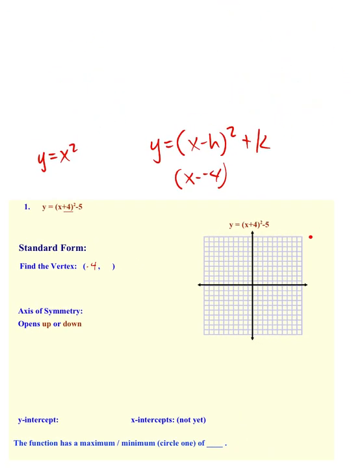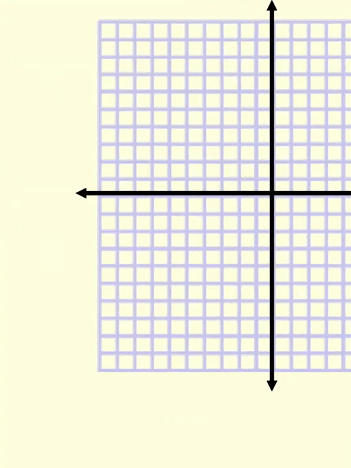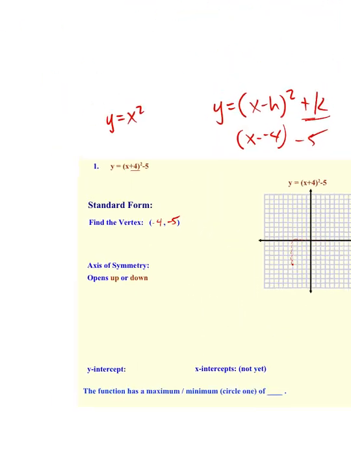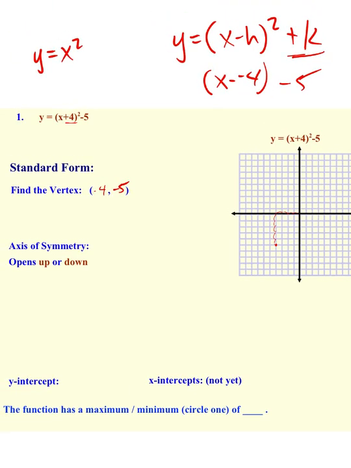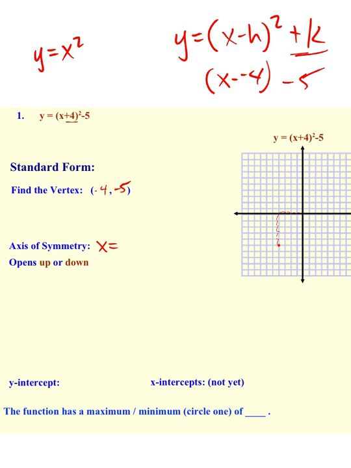The y value of our vertex is just plus k, and because this is a minus 5, the y value of our vertex is negative 5. So our vertex is at the point negative 4, negative 5. We go back 4, because that's an x of negative 4, and then down 5, because that's a y of negative 5. So here is our vertex. Now, the axis of symmetry is always x equals, and it's always the same as the x coordinate of the vertex. So that is x equals negative 4.